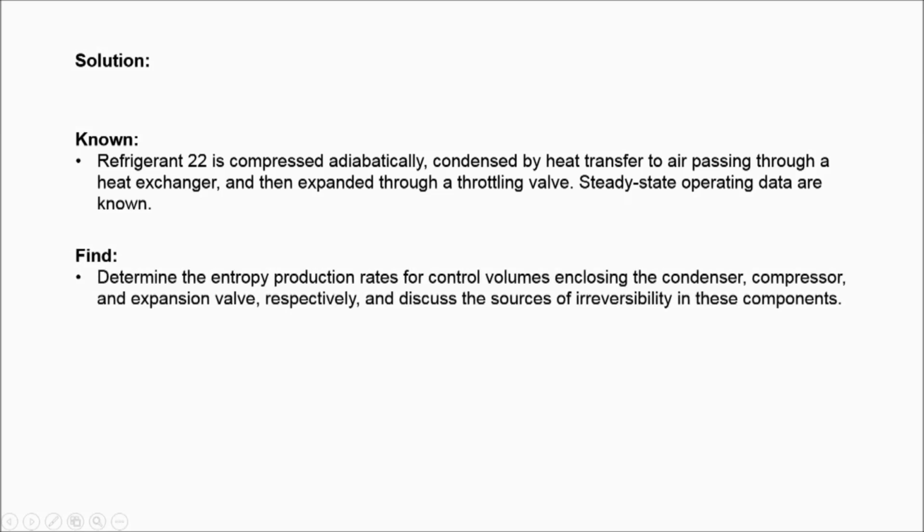The next thing to do is to summarize what we have to find. This is again the same information we highlighted in green in a critical read of the problem statement, presented again as a bulleted list. Determine the entropy production rates for control volumes enclosing the condenser, compressor, and expansion valve, respectively, and discuss the sources of irreversibility in these components.